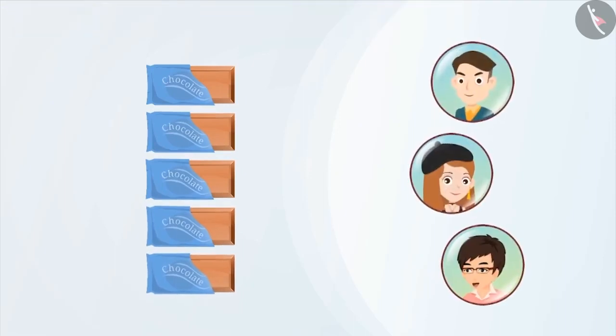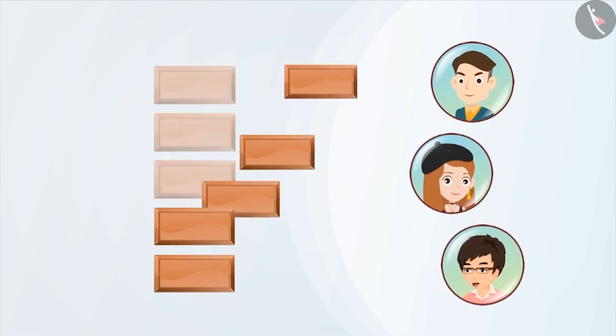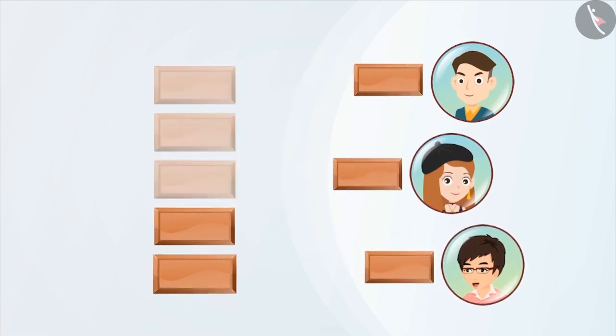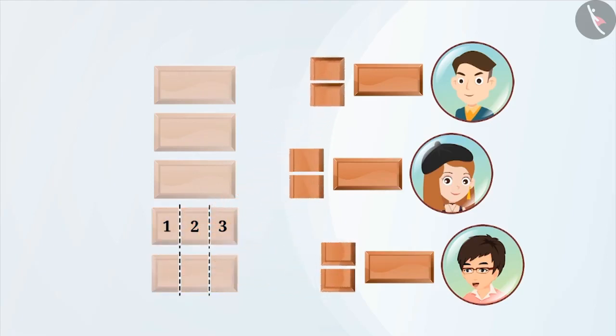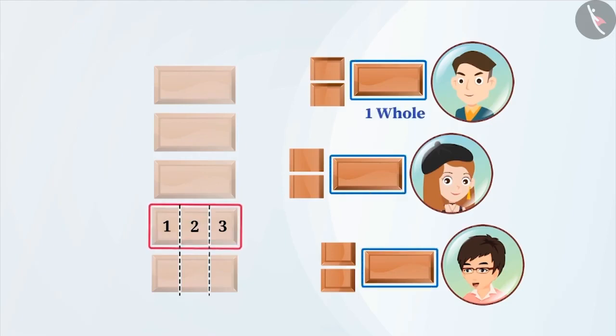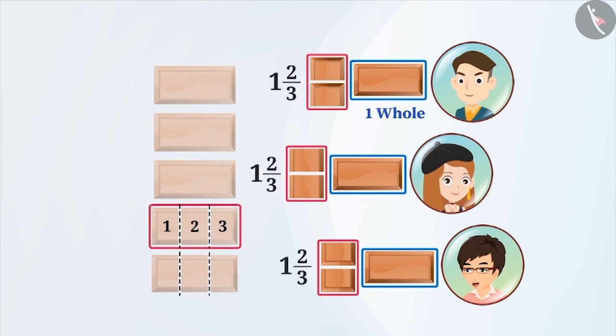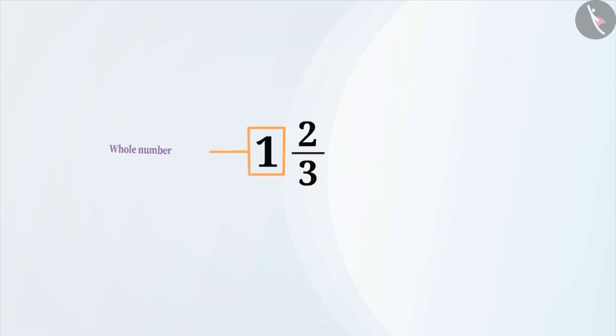There is another way to divide 5 chocolates among 3 people. First, we will give 1 whole chocolate to each person. Remaining 2 chocolates will be equally divided into 3 parts and 2 parts are given to each person. This way, each person has 1 whole chocolate and 2 parts out of 3. This can be expressed as 1 by 2/3. As you can see, in this fraction, there is a whole number and a proper fraction.